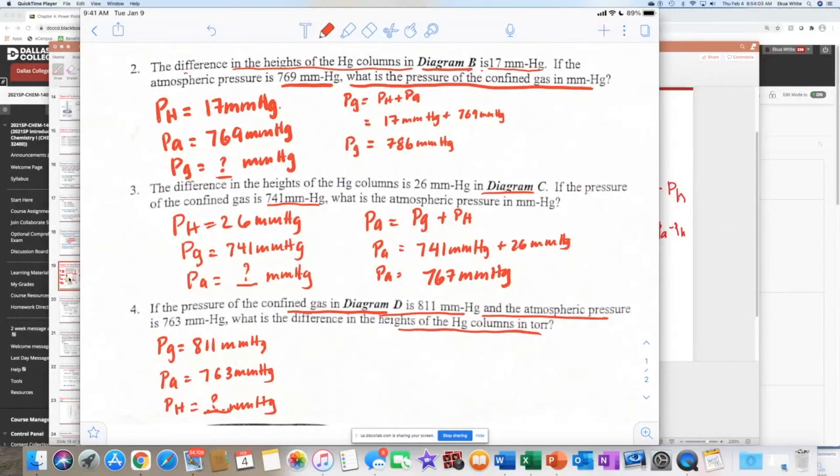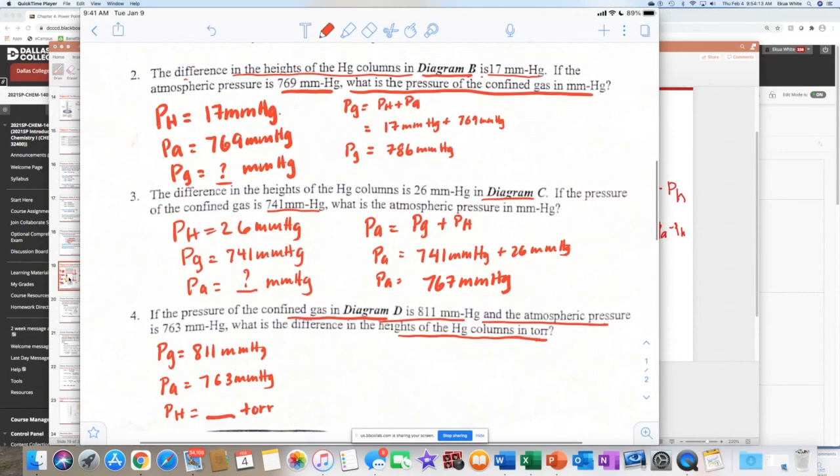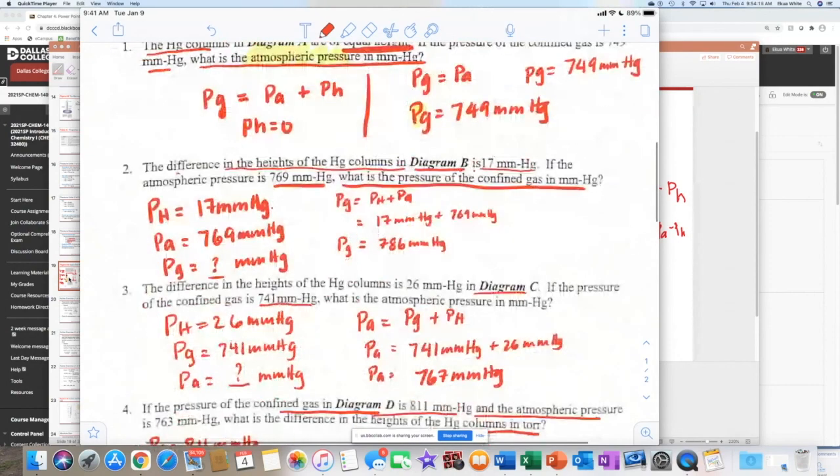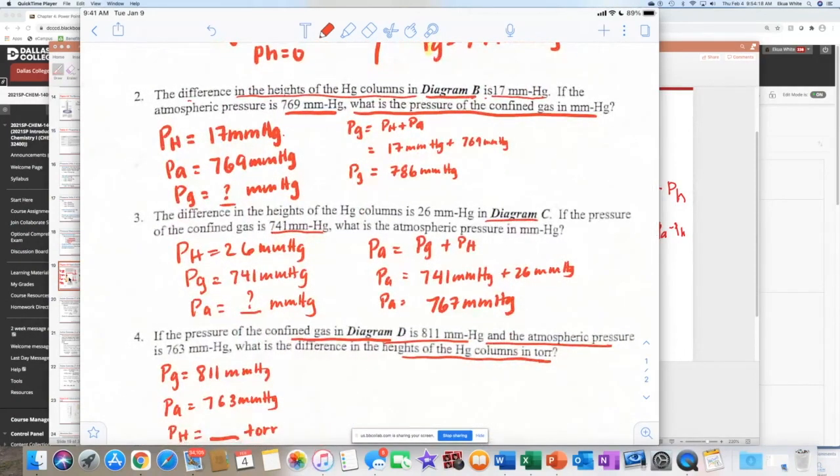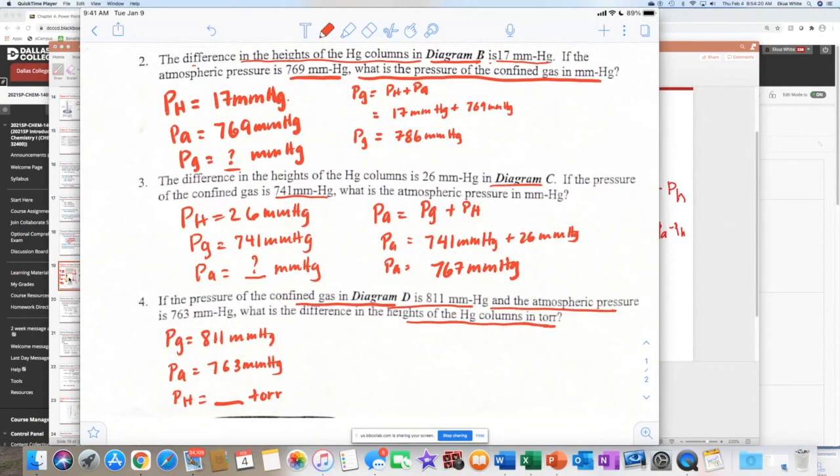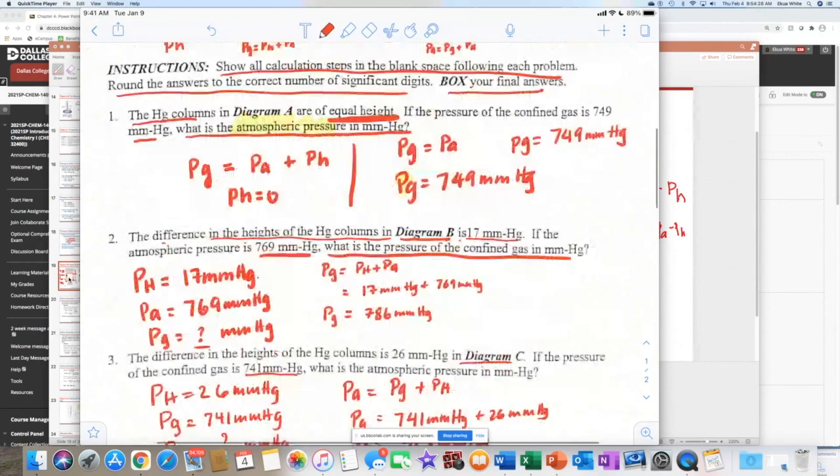These questions are in torr, a different unit. Let me erase that. I made assumptions. In torr, right? Let me make sure that everyone's in the same unit. Okay, the other ones were in a different unit. Okay, so for this one here, once again, they're usually giving you two and asking you for one, right? So let's see. We got Pg, we got Pa. Let's see what the equation is.